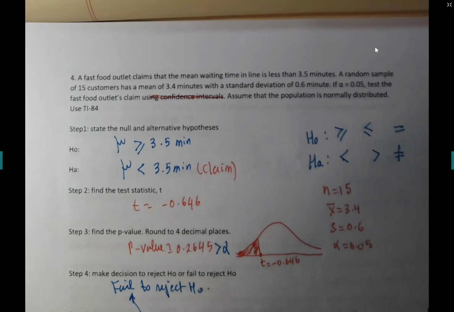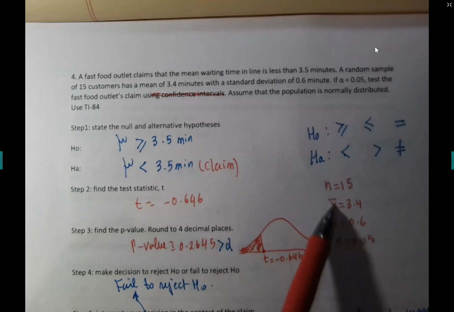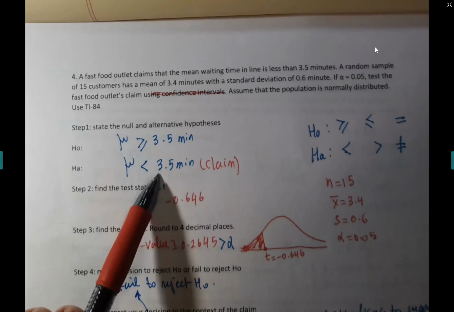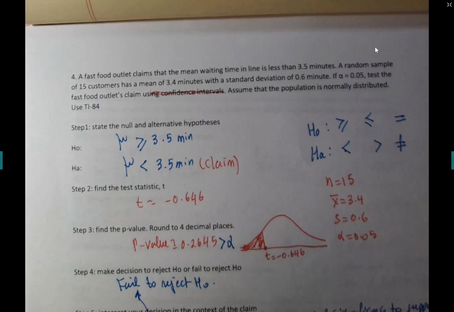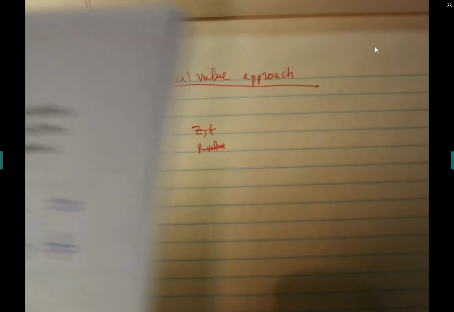A fast food outlet claims that the mean waiting time in line is less than 3.5 minutes. A random sample of 15 customers has a mean of 3. We already have the data here, all of the data. We have the null and the alternative hypothesis. This is how we could have done this without using the p-value. I'll show you the technique.